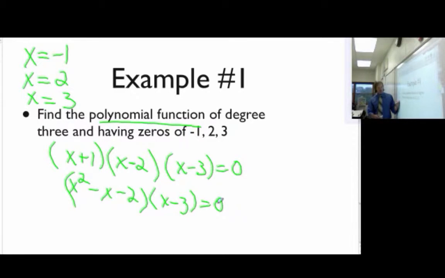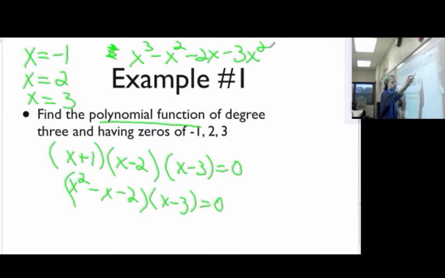I think we need some room. Do you mind if we go up here? That's fine. All right, so I'm going to take x times each one of those 3. X times x squared, x cubed, x times -x, -x squared, x times -2. Now we've exhausted all of the x things. Now we exhaust the -3. -3 times x squared, -3 times -x, and -3 times -2.